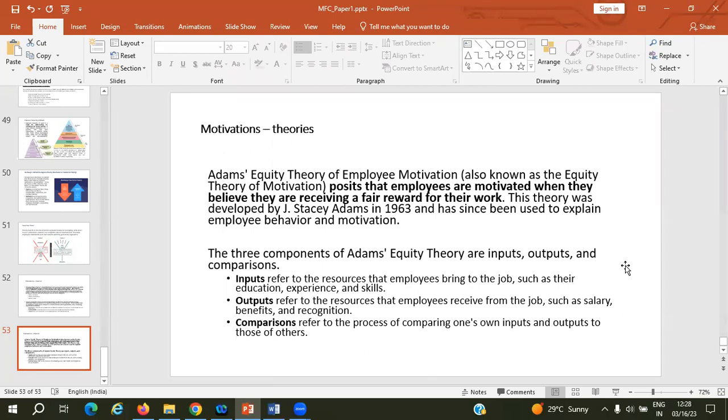And another element is comparison. Comparison of what? Input and output. Comparison process of input, what you are spending, and what you are receiving. So that is another element of equity theory. So it's always equalized between input and output. Adams' equity theory of employee motivation, also known as the equity theory of motivation, says that employees are motivated when they believe they are receiving a fair reward for their work. This theory was developed by Stacy Adams in 1963 and has since been used to explain employees' behavior and motivation.